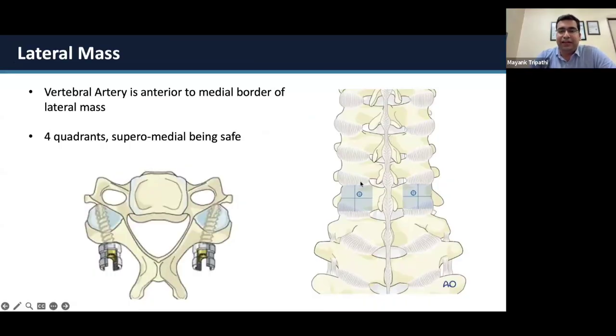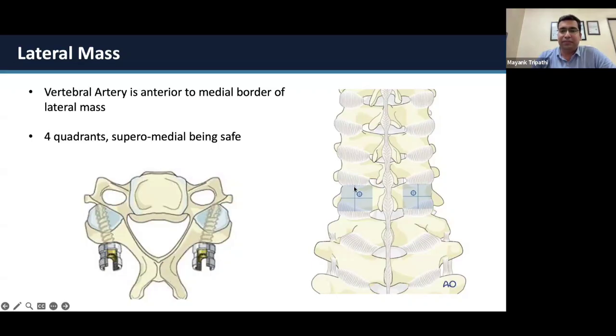This is the anatomy of the lateral masses of the subaxial spine, which is nothing but the pars interarticularis. Here we can see in this classical image, which has been taken from the AO Foundation, the process of putting the screws in the lateral mass.